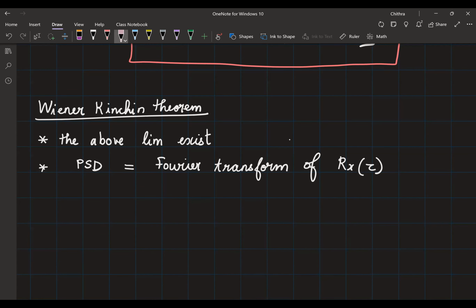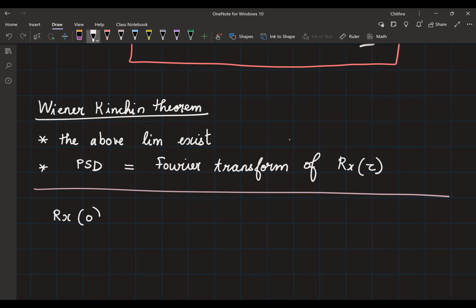So now we saw that the autocorrelation for a wide sense stationary process is time invariant, which means I can take its Fourier transform and calculate its power spectral density. And that power spectral density can be well characterized because the autocorrelation is now not varying with time. Okay. So what comments can you make about Rx of zero?